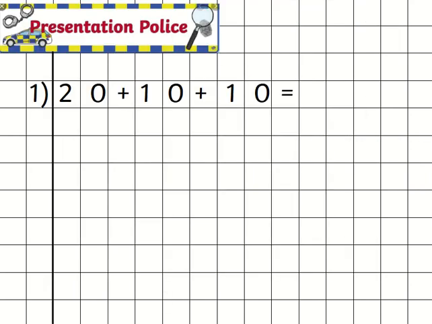Now, we obviously have our presentation police in school, and it should be no different at home. So when you are completing this at home, I would like you to set it out the same. So remember, 2 squares for our base 10. So there is my first Deans. I will then add another Deans because I need 20. I then put my add sign. I will then add one more Deans, another add sign, my other Deans, and then what that equals.